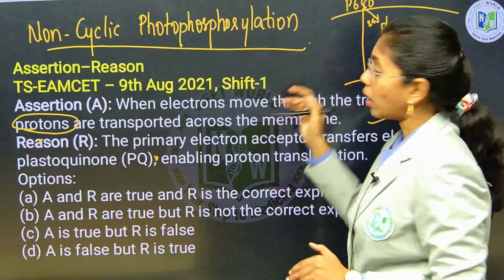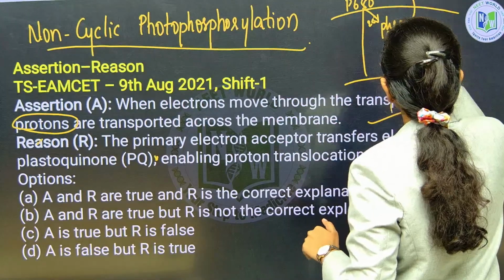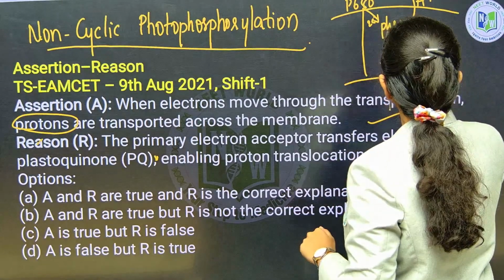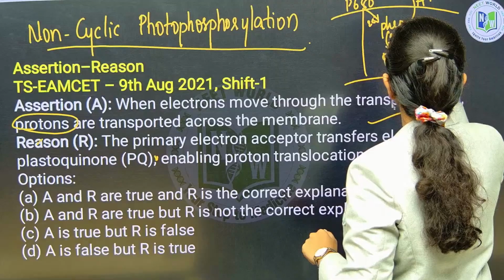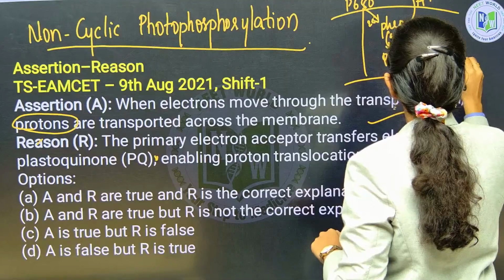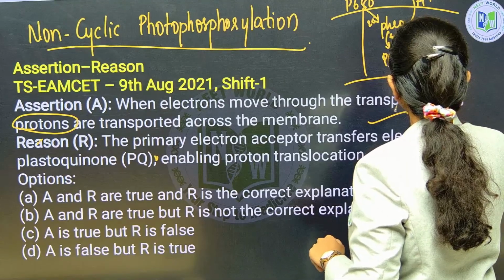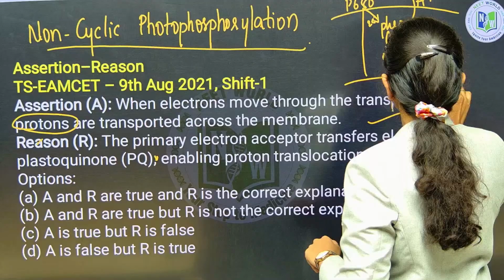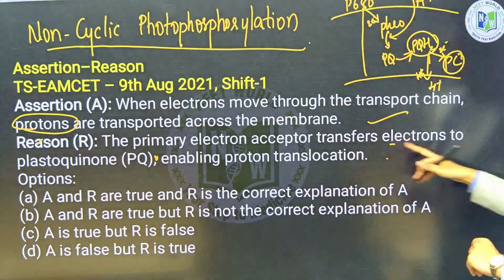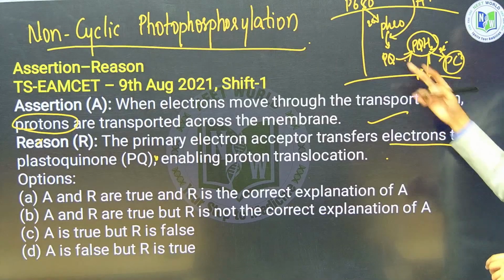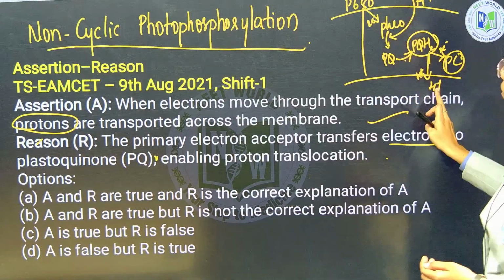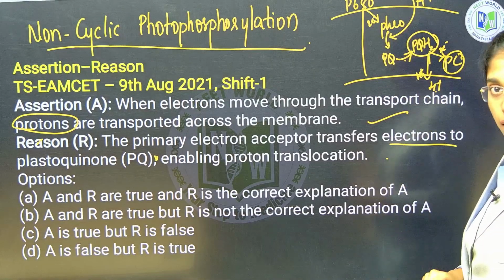Immediately on absorbing the electrons, plastoquinone will pick the protons from the stroma and it gets turned to PQH2, plastohydroquinone, and then it transports the electrons to plastocyanin and protons are pumped to lumen. Fine, right? So here we go. The primary electron acceptor transfers electrons to plastoquinone, enabling the proton translocation from stroma to lumen. Clear with quinone cycle? Okay.